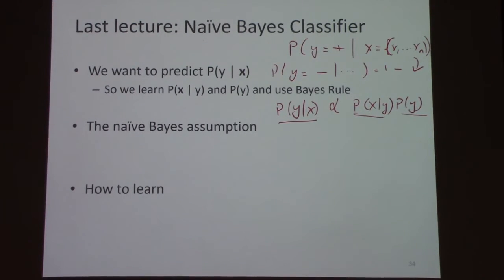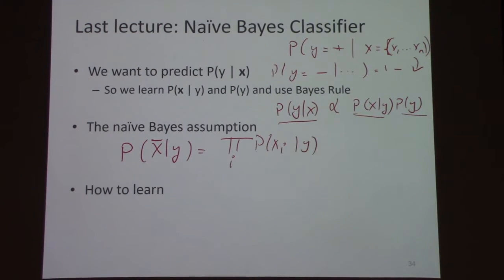And what's the answer to that? The most simple answer that we know of is to make assumptions. The assumption that the naive Bayes classifier makes is that every feature is conditionally independent of all the other features given the label. So the naive Bayes assumption is simply that P of x given y, where x is a vector, is the product over all the individual features, P of xi given y. Here x, the vector, is x1, x2, all the way to, let's say, d dimensions.